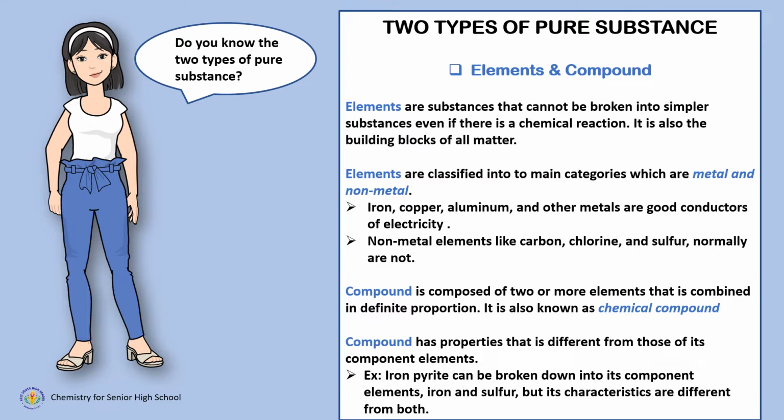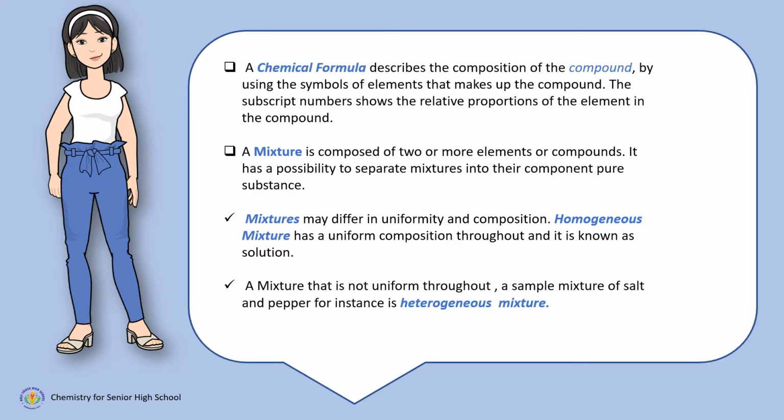A compound is composed of two or more elements that are combined in definite proportion. It is also known as a chemical compound. A compound has properties that are different from those of its component elements. Iron pyrite can be broken into two component elements, iron and sulfur, but its characteristics are different from both. A chemical formula describes the composition of the compound by using the symbols of the elements that make up the compound. The subscript number shows the relative proportions of the elements in the compound.